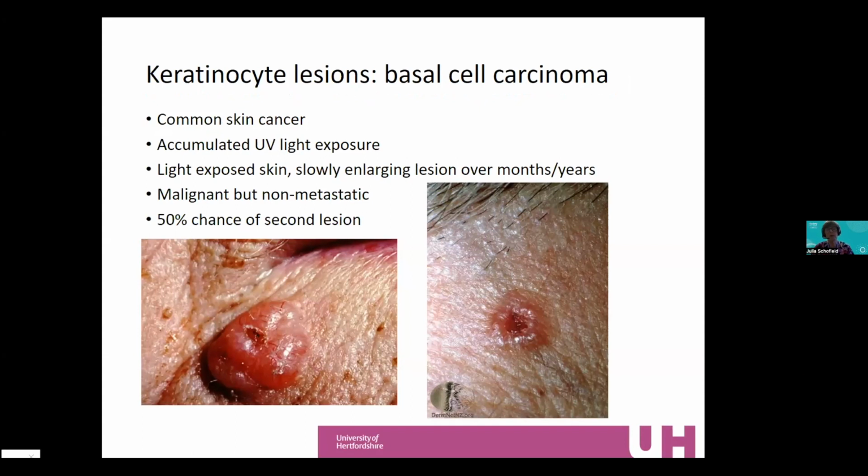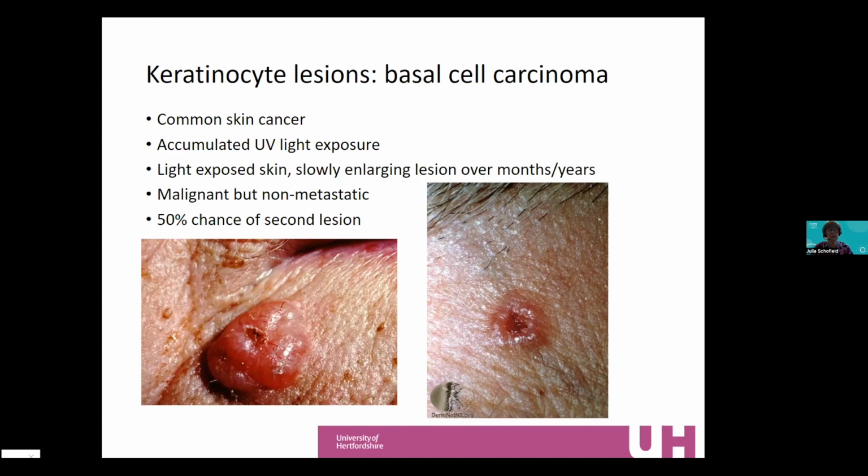Okay, moving on to our other keratinocyte cancers, and the commonest skin cancer by far is basal cell carcinoma. And indeed, in the clinic this morning, I would have seen half a dozen patients who've either had a BCC or have been presented with a BCC today. This is by far the commonest skin cancer. It is related to accumulated light exposure over the years. It's typically on light exposed skin, slowly enlarging over a period of months or years.